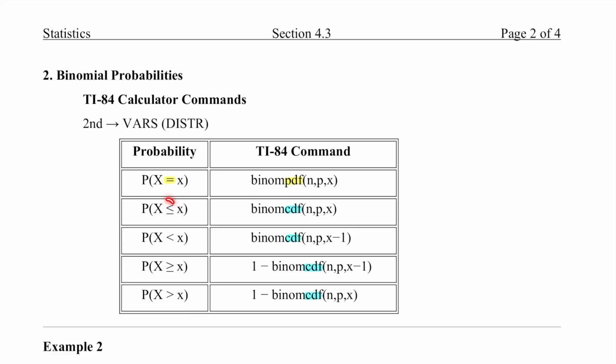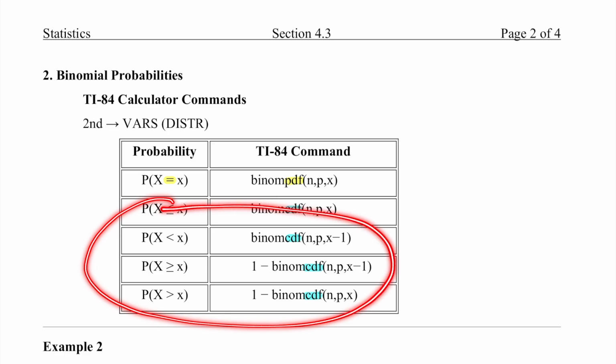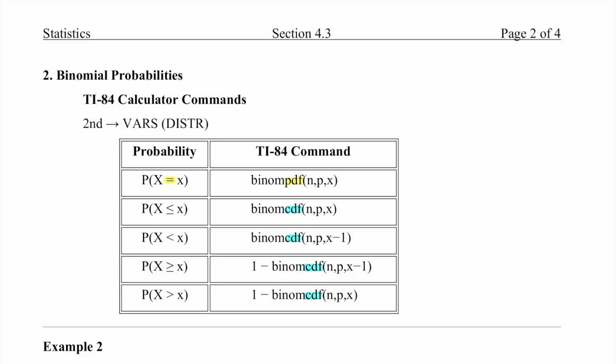For all other probability statements, we'll use binomcdf. The command binomcdf calculates cumulative probabilities, meaning it adds probabilities over a range of values. Now, let's look at the remaining probability statements.